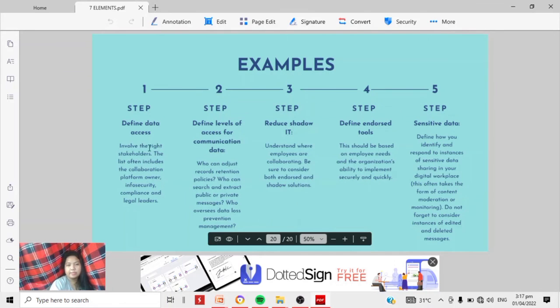So here are the examples of direct response. One, define data access. Involve the right stakeholders. The list often includes the collaboration platform owner, info security, compliance, and legal leaders. Two, define levels of access for communication data. Who can adjust records retention policies? Who can search and extract public or private messages? Who oversees data loss prevention management? Three, reduce the shadow. Four, define endorsed tools. And five, sensitive data.